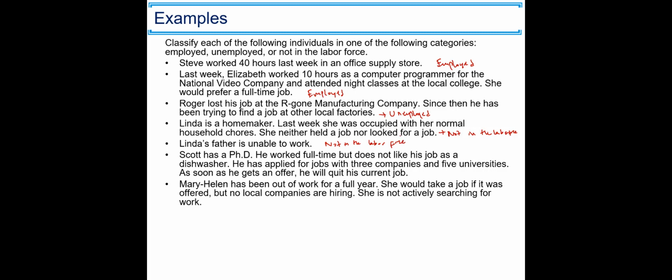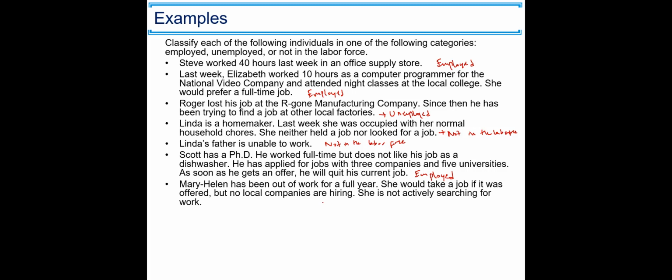Scott has a PhD. He works full-time but doesn't like his job as a dishwasher. He has applied for jobs with 3 companies and 5 universities. As soon as he gets an offer, he will quit his current job. This person is underemployed but employed. That means he is not doing the job matching with his skills, training and education. But still he's working, therefore it's considered as employed.